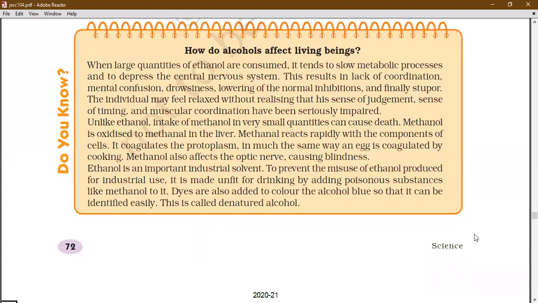Methanol is oxidized to methanal in the liver. Methanal reacts rapidly with the components of cells. It coagulates the protoplasm in much the same way an egg is coagulated by cooking. Methanol also affects the optic nerve, causing blindness.